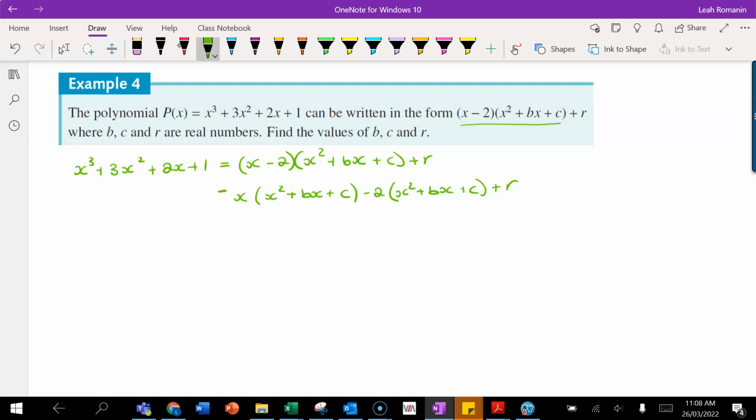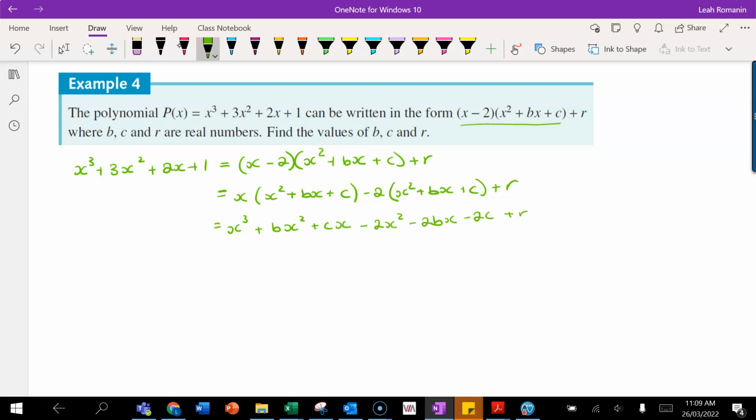So now that we have all these terms here, what I'm going to do is actually expand these brackets. So x times x squared is x cubed, and then I'm going to have x times bx, which is going to be bx squared, and then cx, x times c. Doing the same for the second bracket here, I have negative 2x squared minus 2bx, and then minus 2c plus r.